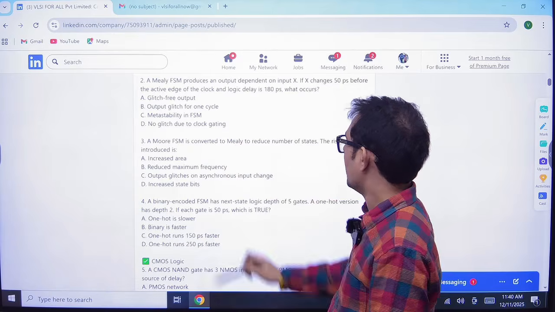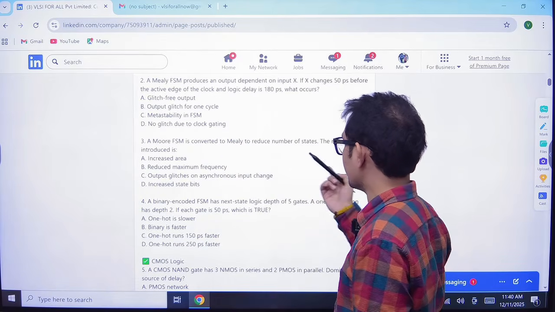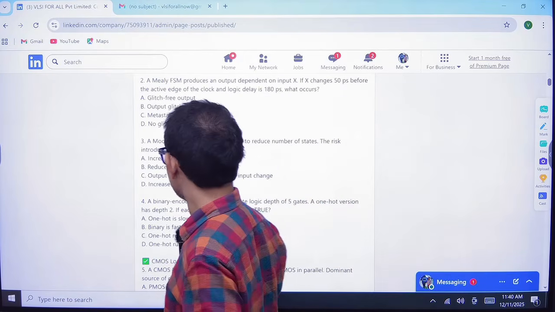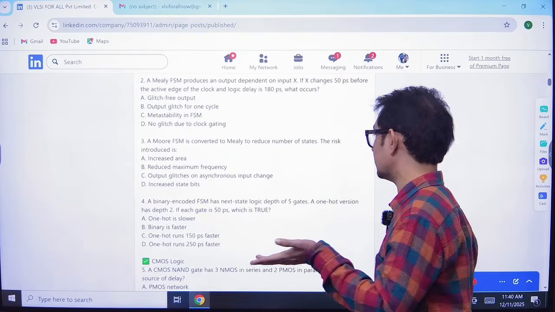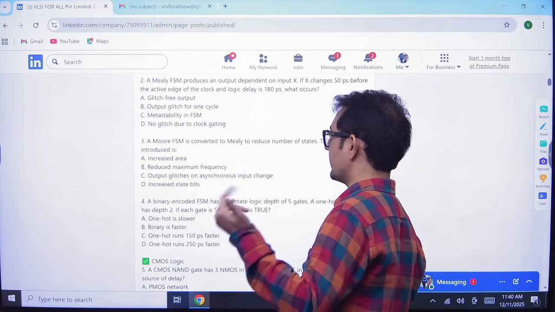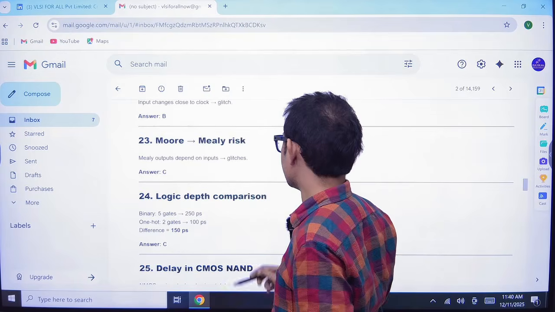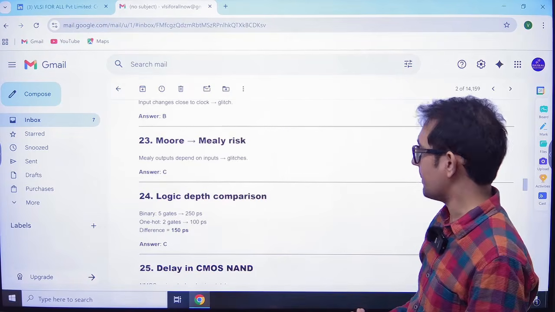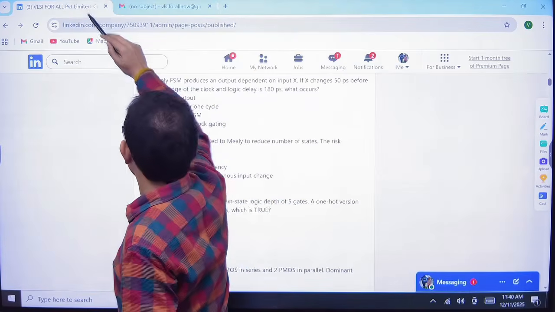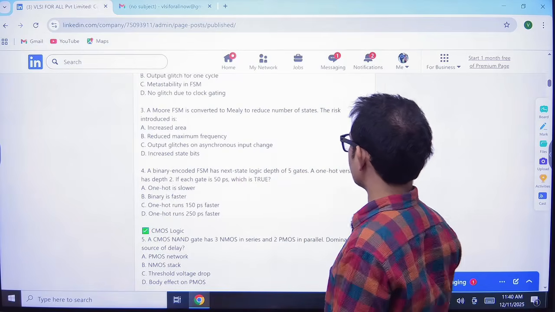A Moore FSM is converted to Mealy to reduce the number of states. This risk is introduced. The risk introduces increased area, reducing maximum frequency. Output glitches are more on asynchronous input changes, increase state bits. So which is the correct answer here? C. The number of glitches depends on the input. If we are increasing the input, then it will increase the glitches. Output glitches on asynchronous input.